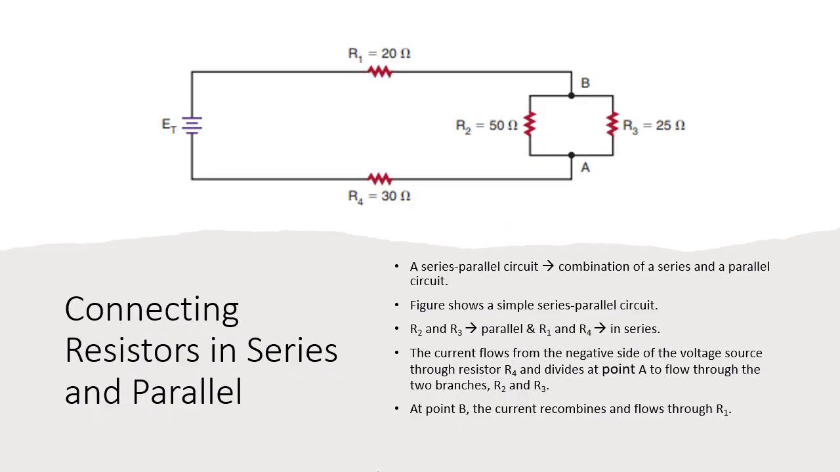Connecting resistors in series and parallel. A series parallel circuit is a combination of a series and a parallel circuit. Figure shows a simple series parallel circuit with resistors. Notice that R2 and R3 are in parallel and that this parallel combination is in series with R1 and R4. The current flows from the negative side of the voltage source through resistor R4 and divides at point A to flow through the two branches, R2 and R3. At point B, the current recombines and flows through R1.